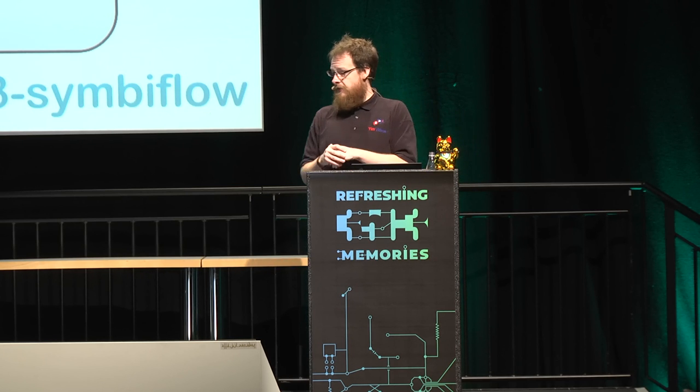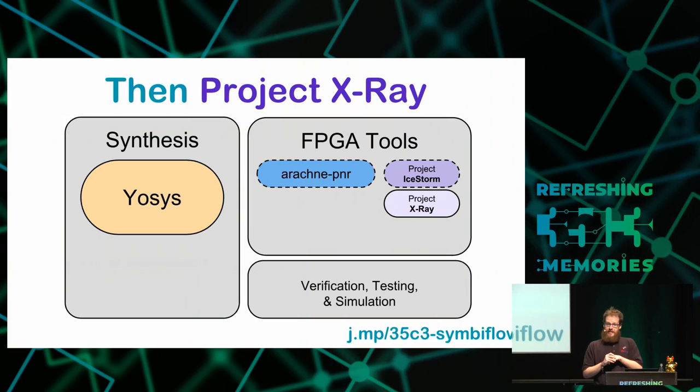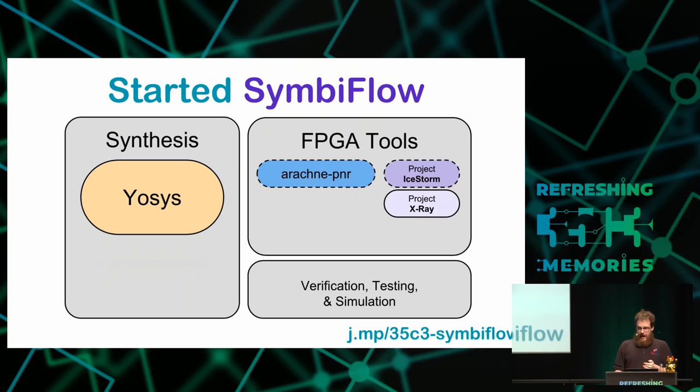Then Clifford just kind of likes to keep getting stuff done. And so he started a project called Project X-Ray targeting the Xilinx Series 7 FPGAs. These are much bigger and more comprehensive FPGAs than the ICE40s. And this is kind of when SymbiFlow, or the idea of SymbiFlow, started. All of a sudden, we now had two different parts from two different vendors that we wanted people to start contributing to.